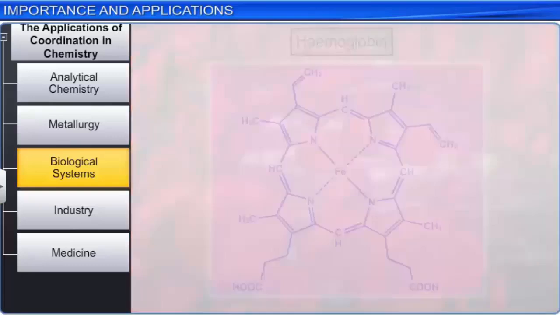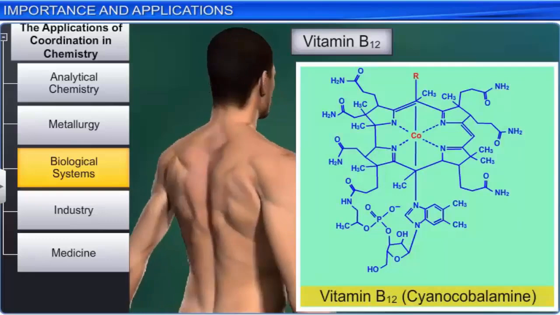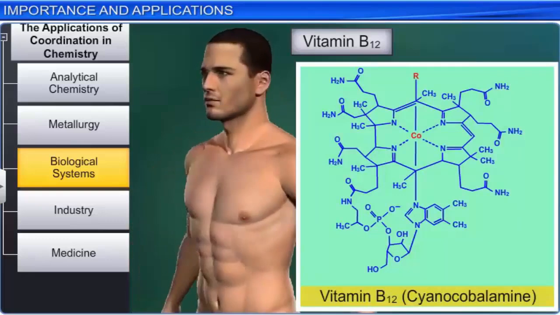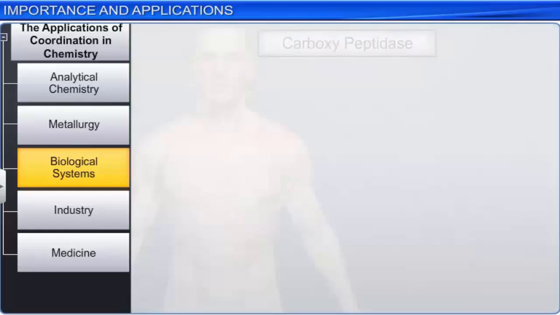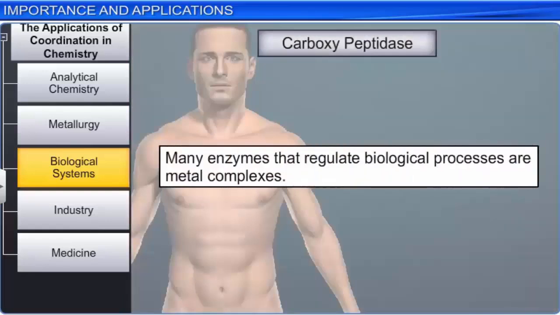Vitamin B12, cyanocobalamin, the anti-pernicious anemia factor, is a coordination compound of cobalt. Many enzymes that regulate biological processes are metal complexes.